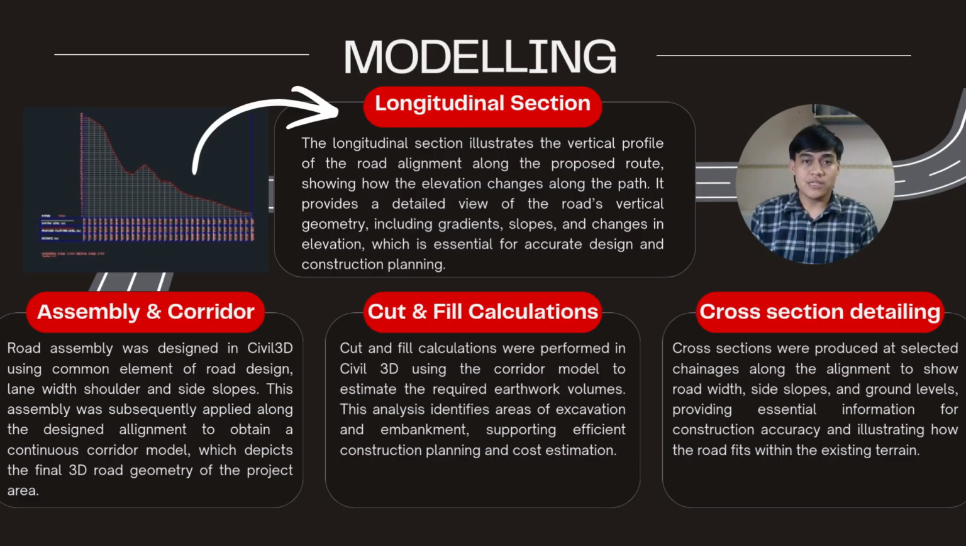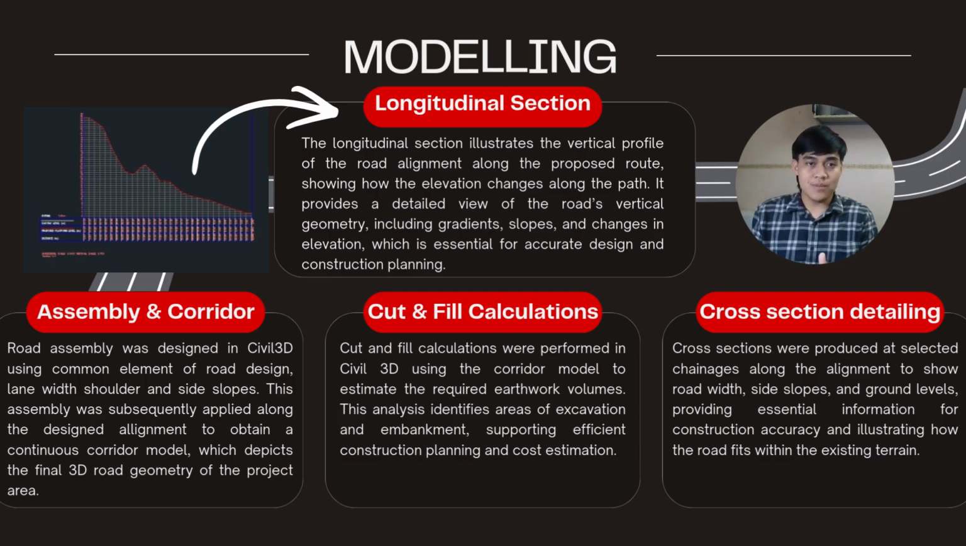The longitudinal section illustrates the vertical profile of the road alignment along the proposed road, showing how the elevation changes along the path. It provides a detailed view of the road vertical geometry, including gradients, slopes, and changes in elevation, which is essential for accurate design and construction planning.